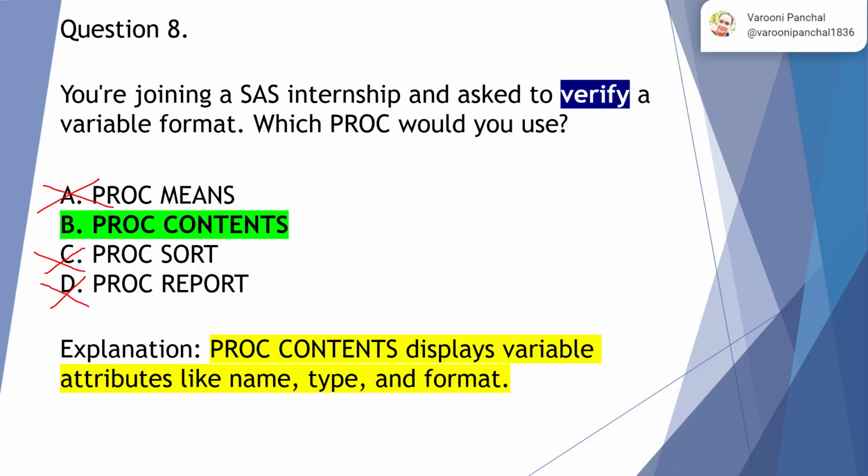The correct answer is proc contents. The reason is the proc contents procedure will give you the list of all variables, the list of formats of all variables, then the list of all character or numeric types, the attributes or the labels, then the comment section. So it will give you the history of all the data sets.